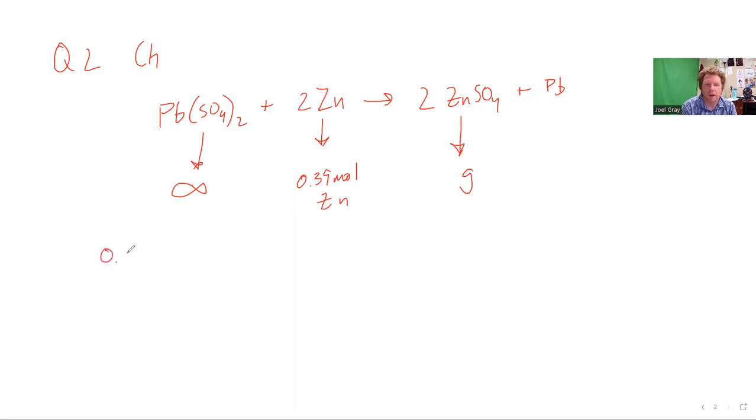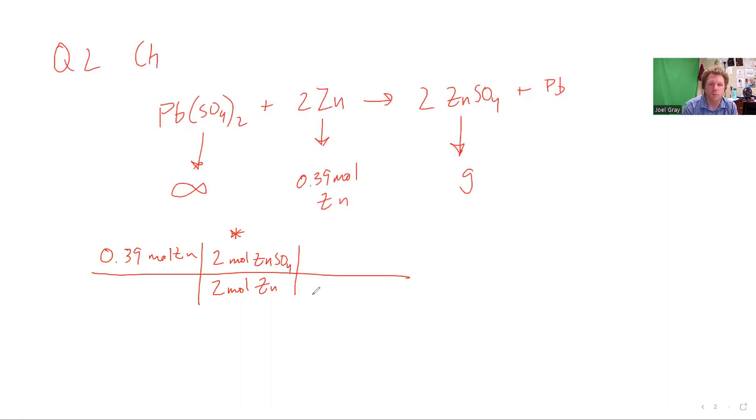Now, if we have 0.39 moles of zinc and we have infinity moles of PbSO4, we don't care about the moles of PbSO4. So we're going to do our balanced chemical reaction and our ratio. 2 moles of zinc will produce 2 moles of ZnSO4. Now at this point, we can say 1 mole of ZnSO4 and then reference our periodic table. When you reference your periodic table, you'll learn that the molar mass of ZnSO4 is 161.47 grams of ZnSO4.